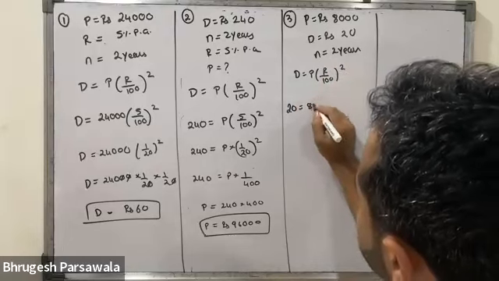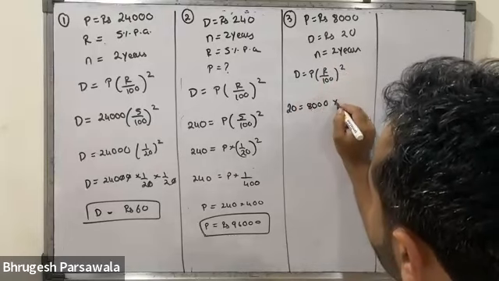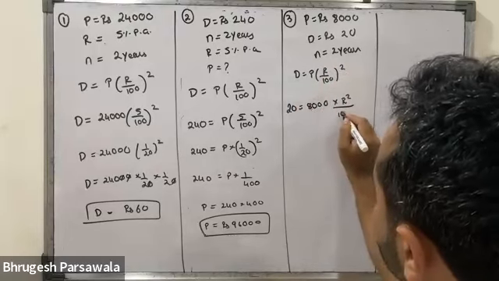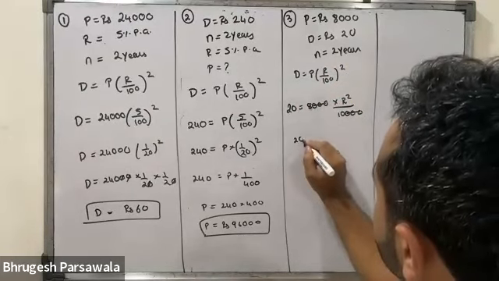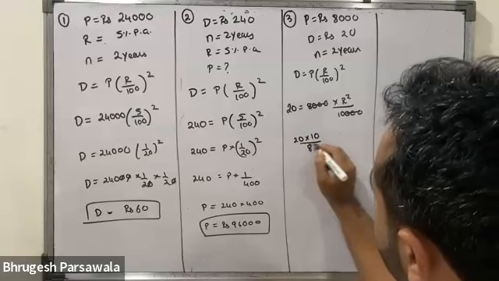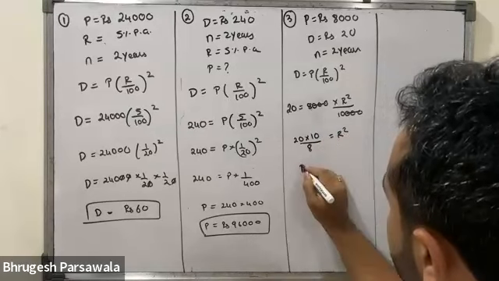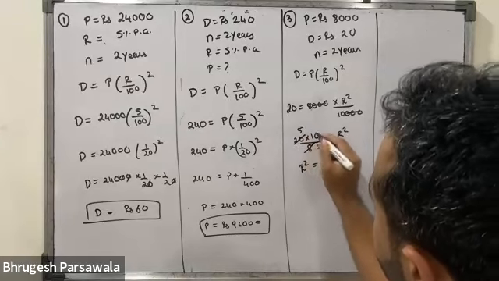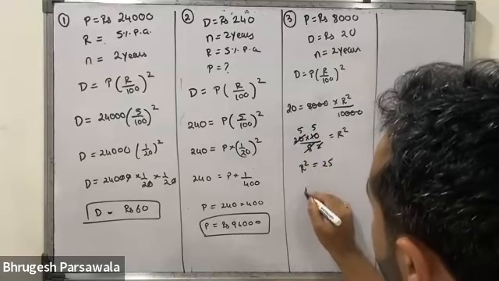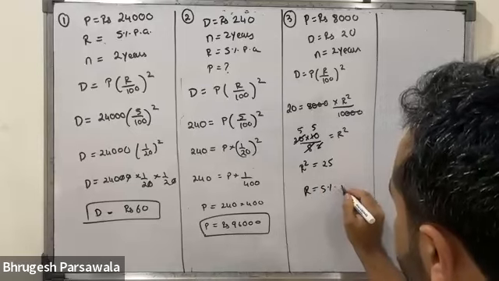8,000 is given. Four twos are 4 paisa. So R is 5% per annum.